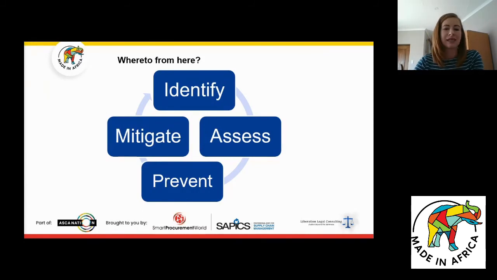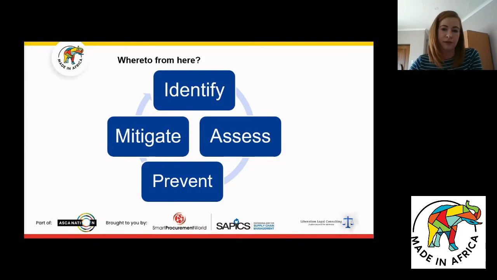The second one is assess. After identifying all the potential risks within your operations, as well as those within your supply chain, each risk needs to be assessed to ascertain its risk level. Some risks might be lower and others might be a higher risk. Assessing the risk helps to guide us in our approach going forward.